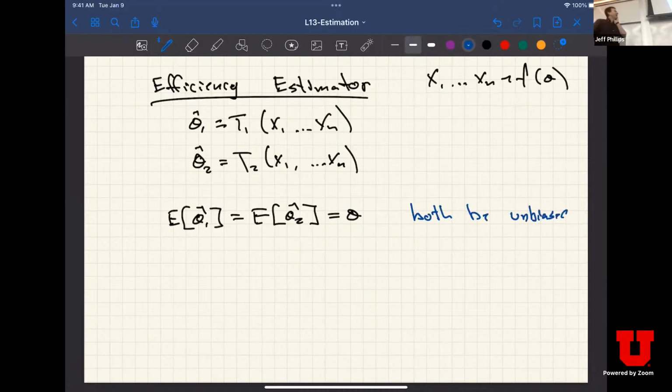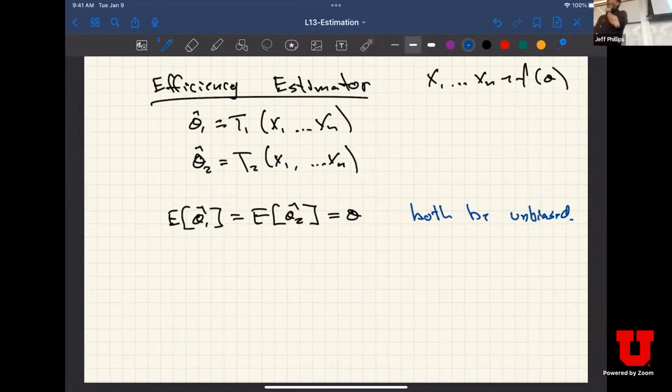So if I can come up with two unbiased estimators, I want to quantify which one is better. Are they both equally good if they both have the same expected value? Maybe one is better than the other. So I want to talk about what's known as the efficiency of the estimator.